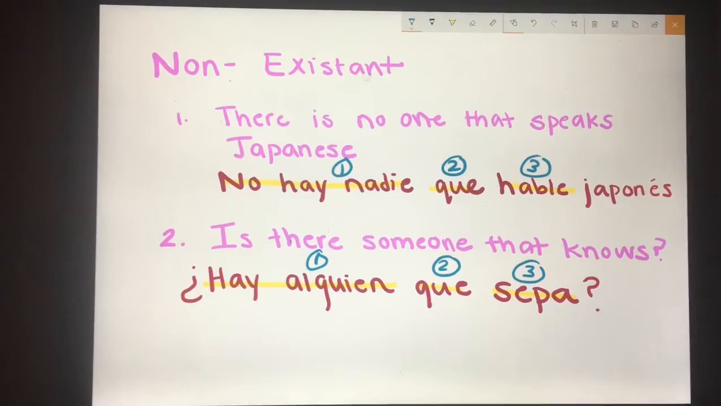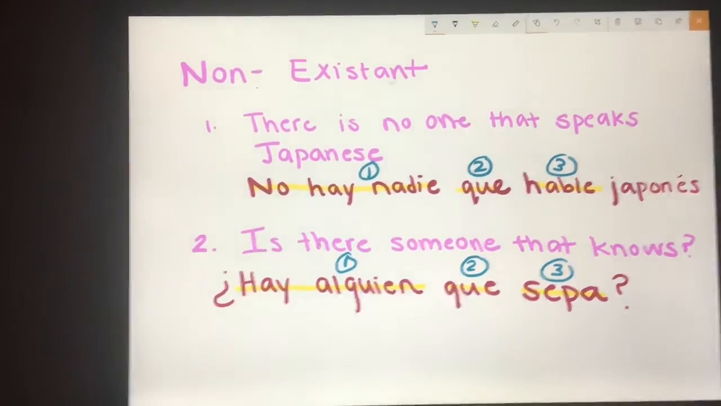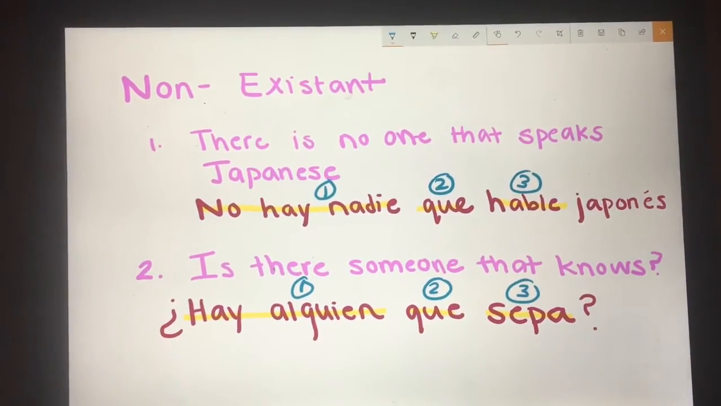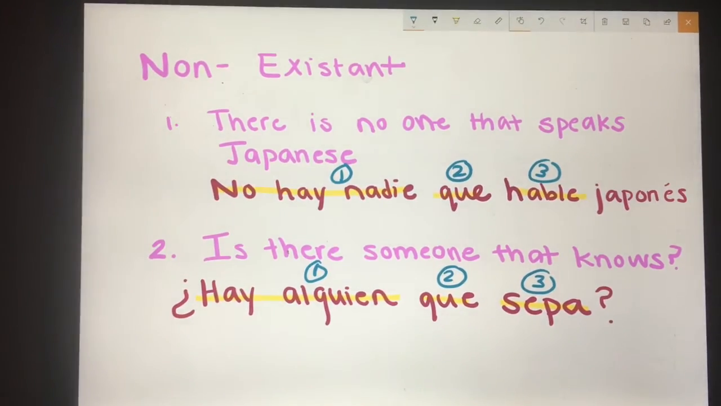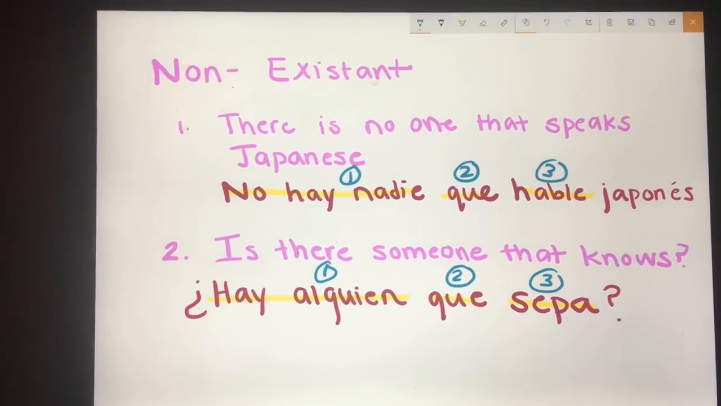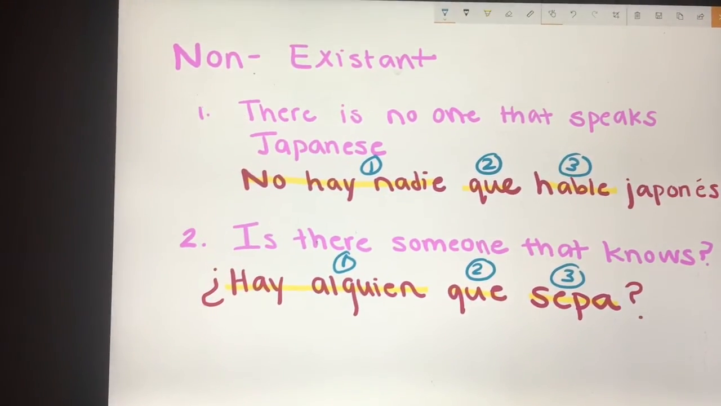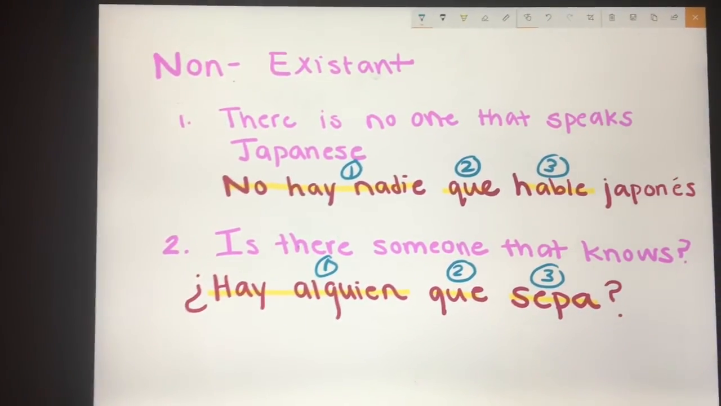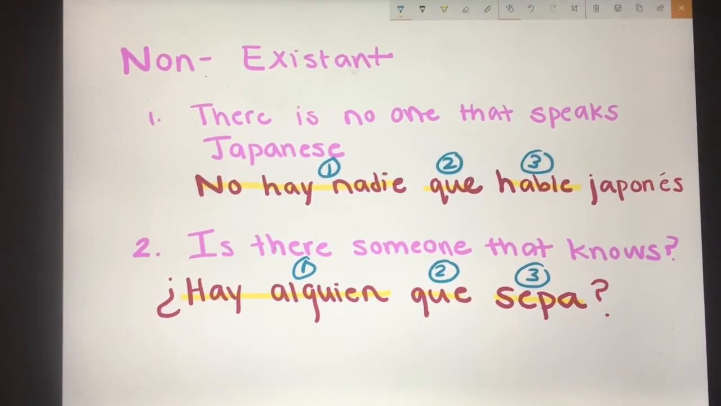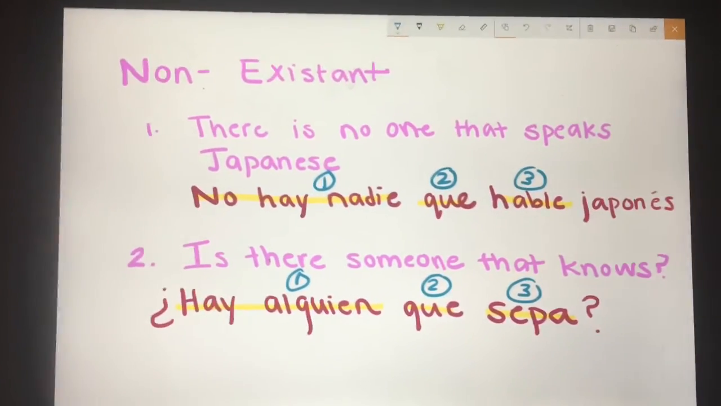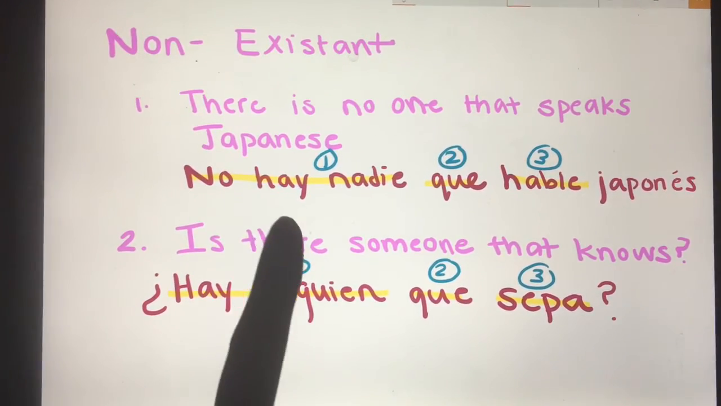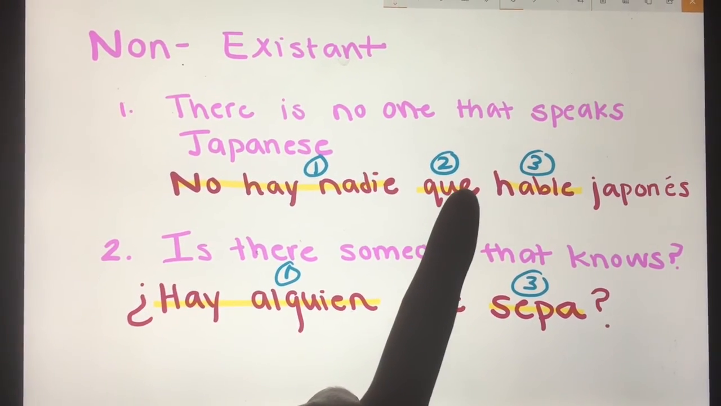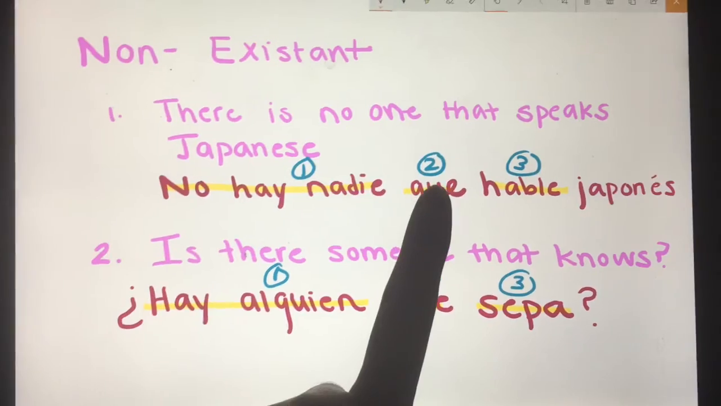So the D part of WEIRDO is non-existent. So the first example that I chose was, there is no one that speaks Japanese. The indicator here is no hay nadie. That means pretty much non-existent. There is nobody. Someone who speaks Japanese does not exist. So I have the indicator, I have the que, so I can use the subjunctive.